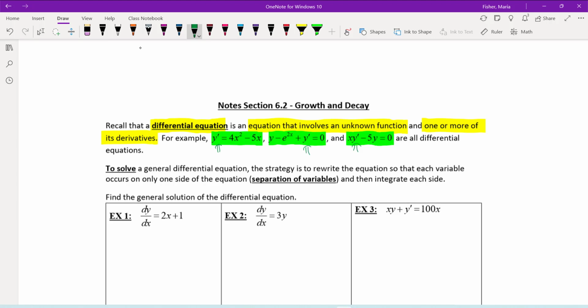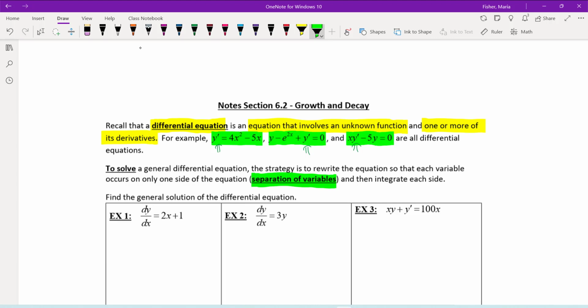To solve a differential equation, the strategy is always to get all your x's on the same side and all your y's on the same side of the equal sign. So you want to separate variables. Once you've separated your variables, then you integrate each side of your equal sign. Now you have to be really careful when you're separating your variables. Your dy needs to be in the numerator and your dx needs to be in the numerator.